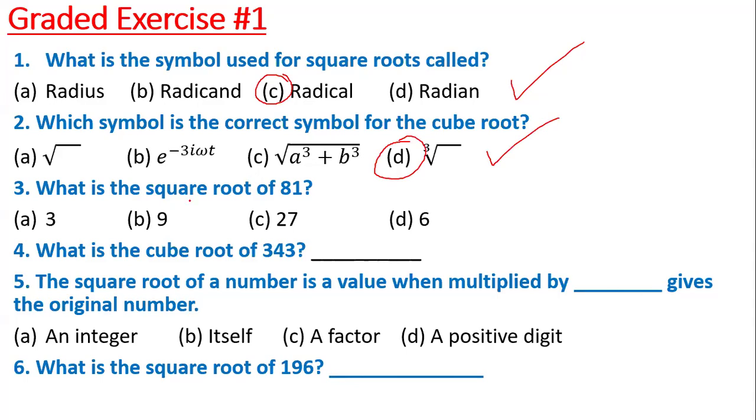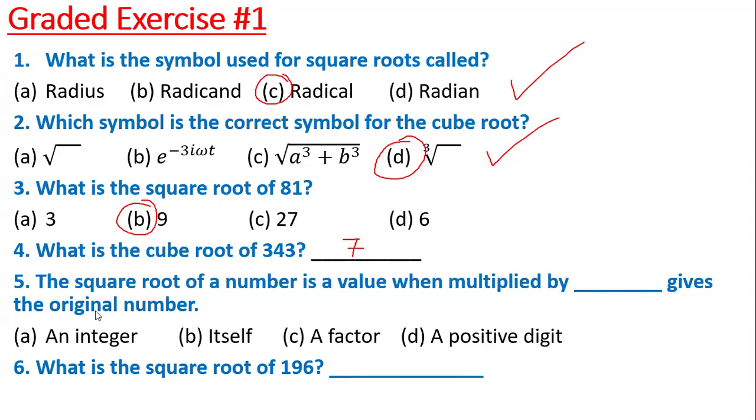What is the square root of 81? 9, because 9 times 9 equals 81. What is the cube root of 343? 7, because 7 times 7 times 7 equals 343.